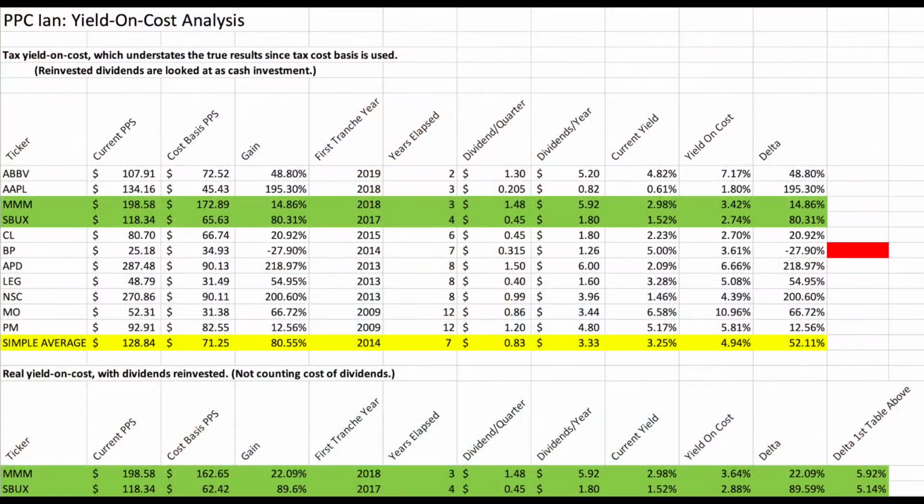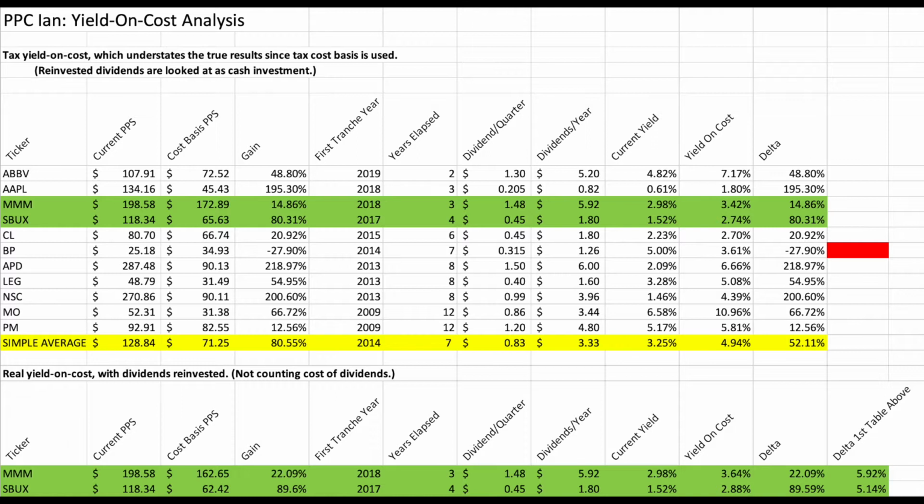Now I want to show, though, what really happens when we look at it as free dividends. If we don't look at tax basis of the dividends, we just assume those are kind of free money. Check it out on the screen right now. You can see the table on the bottom, which includes 3M and Starbucks. What's so exciting here is now you can see my yield on cost. Well, first, my gains are even better. So 3M, I'm up 22% instead of 15%. Starbucks, I'm up 89.6% instead of 80%.